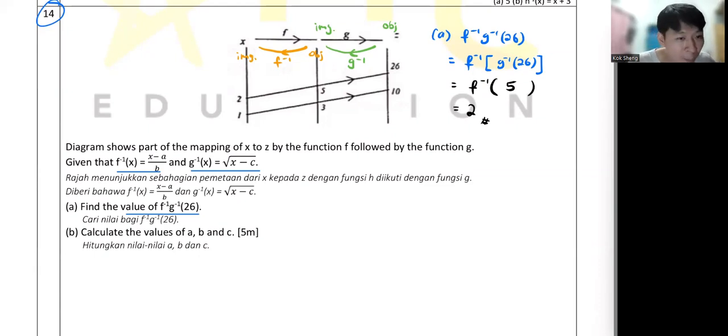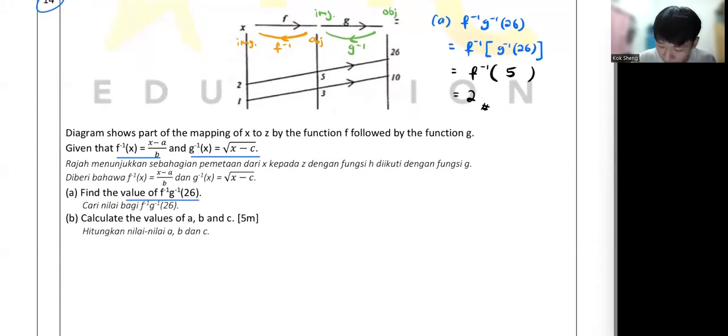This is only 1 mark, I think. The question B will be the rest of 4 marks. Okay, so the question A is done. The B, question B, okay.